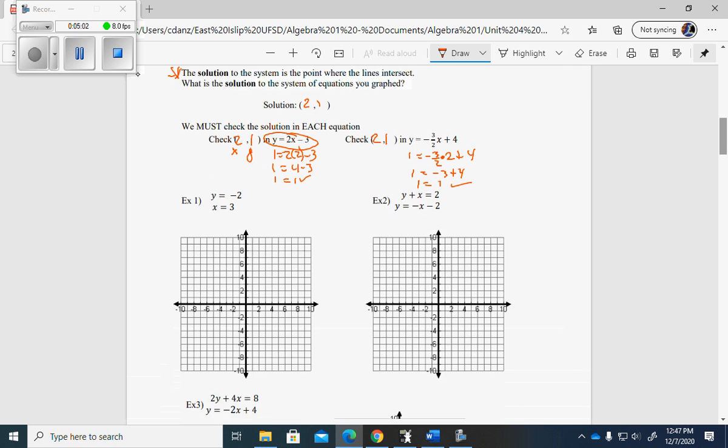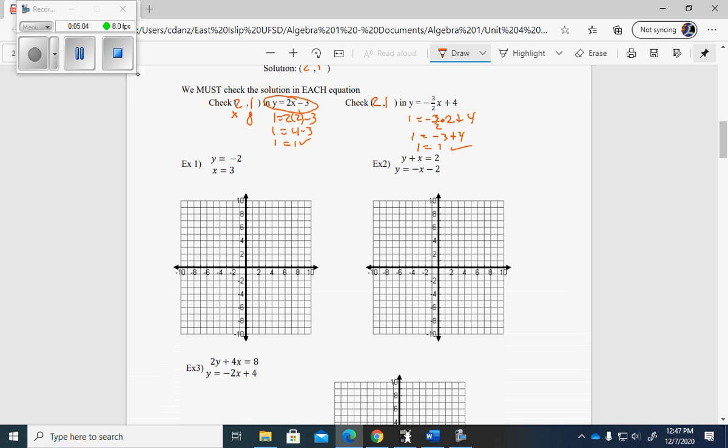Let's practice some more. That's it. I actually just taught you everything, by the way. You already know how to graph. You already know how to do checks. The only new piece of information is knowing that the solution to a system is the point or points that the lines share. I really do want to go over example 1 with you.